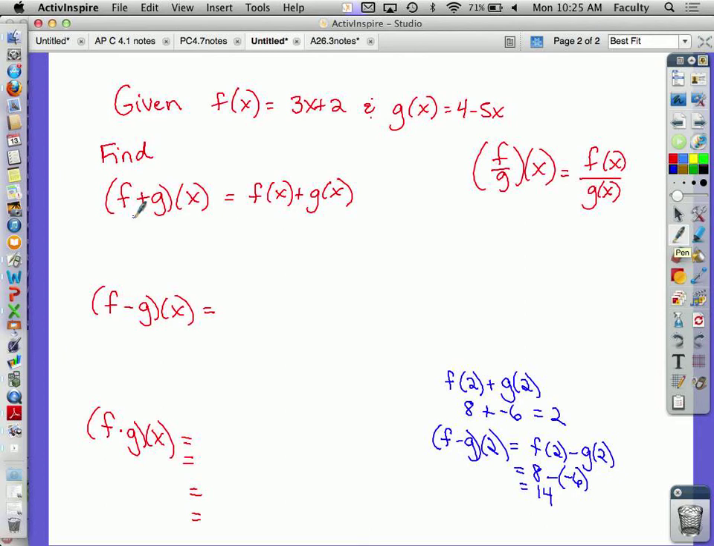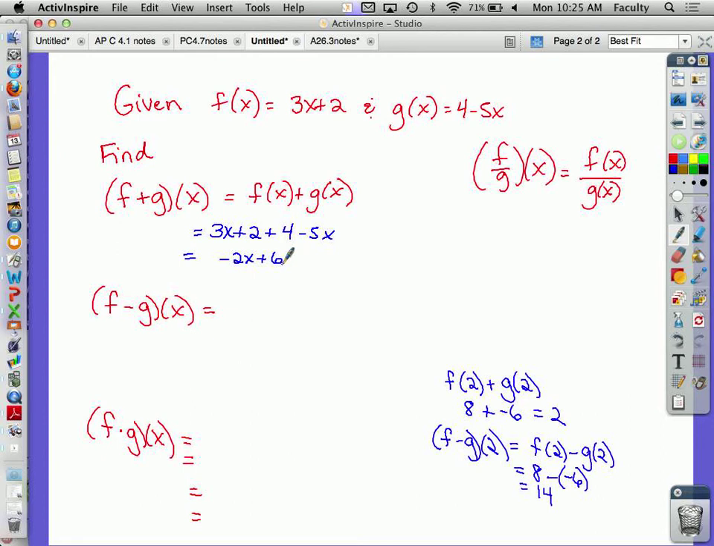They might say find f plus g of x. And that's just another way to say f of x plus g of x, okay? But I want you to get familiar with that notation. So if I want to do f plus g of x, which is f of x plus g of x, this is just 3x plus 2 plus 4 minus 5x. So that's -2x plus 6.